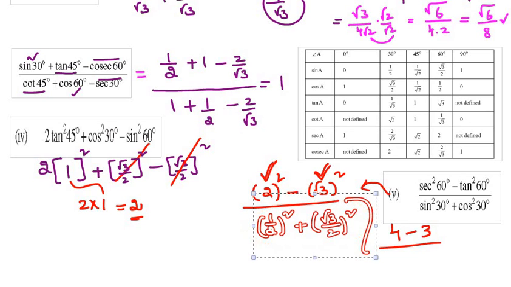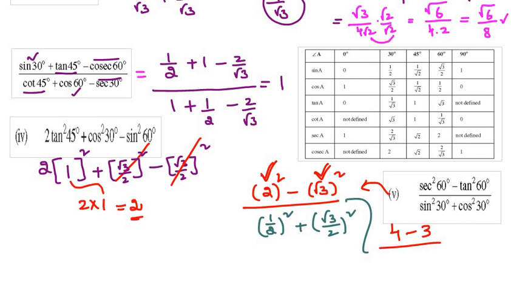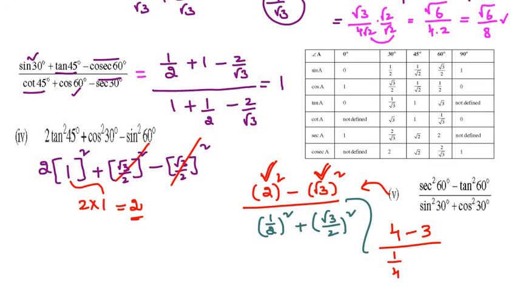If we observe the denominator, I think it becomes 1. We will see whether it is 1 or not. So 1 by 2 whole square is nothing but 1 by 4, plus root 3 by 2 whole square, nothing but 3 by 4. So here 4 minus 3 is 1, and 1/4 and 3/4.